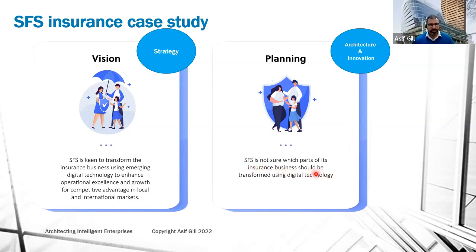The challenge from a planning point of view for SFS insurance is that they're not sure which parts of their insurance business should be transformed using digital technology. Imagine a government department having thousands of applications and hundreds of business capabilities, or maybe a handful of departments or units. So which parts of those would be transformed digitally? That's where architecture and innovation come into play to answer some of those questions. So this is really setting up a little challenge for us, and then we see how the approach which I demonstrate today can help us.